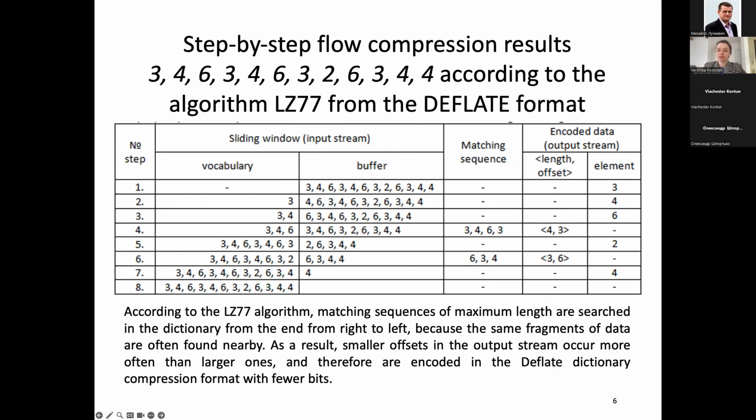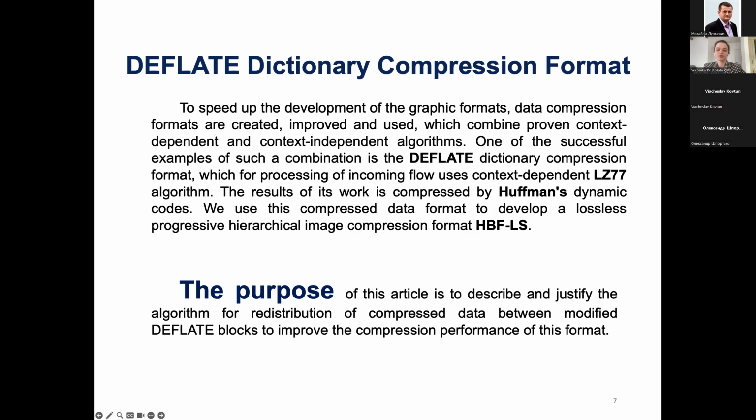According to the LZ77 algorithm, matching sequences of maximum lengths are searched in the dictionary from the right to left, because the same fragments of data are often found nearby. As a result, smaller offsets in the output stream occur more often than the larger ones, and therefore are coded in the deflate dictionary compression format with fewer bits. We use this compressed data format to develop a lossless progressive hierarchical image compression format, HBF-LS. The purpose of this article is to describe and justify the algorithm for a distribution of compressed data between modified deflate blocks to improve compression performance of this format.